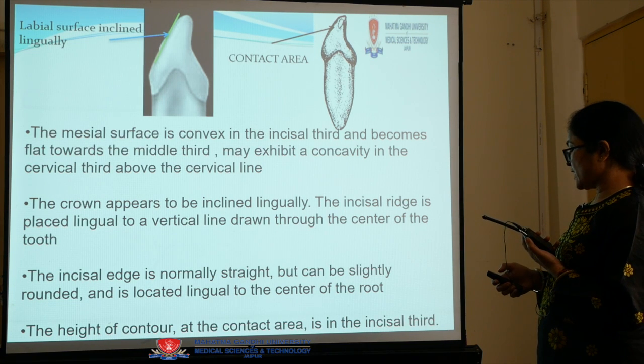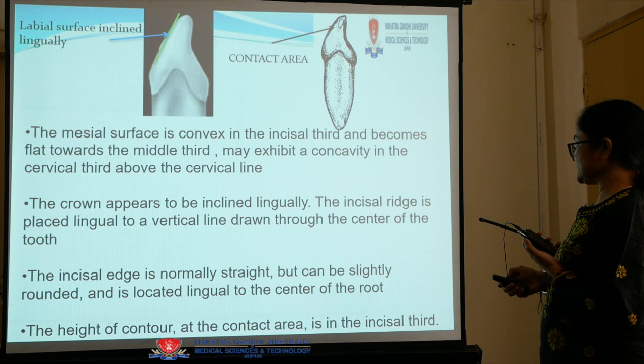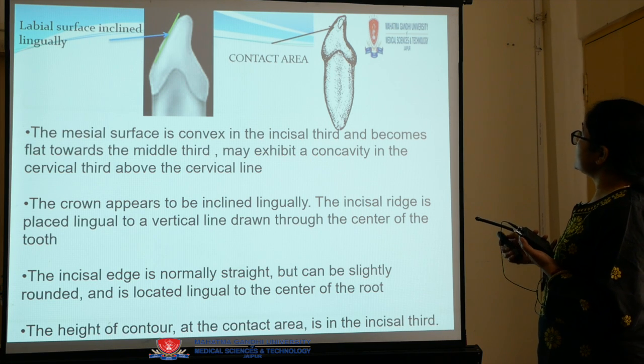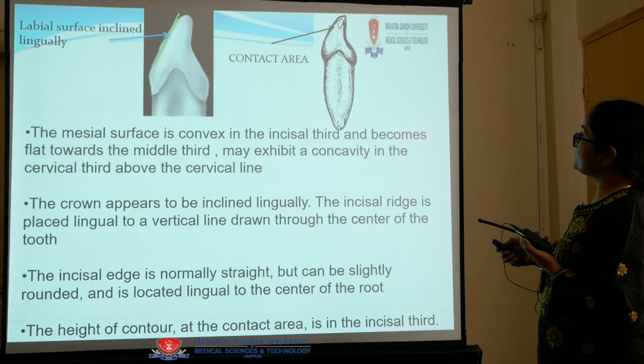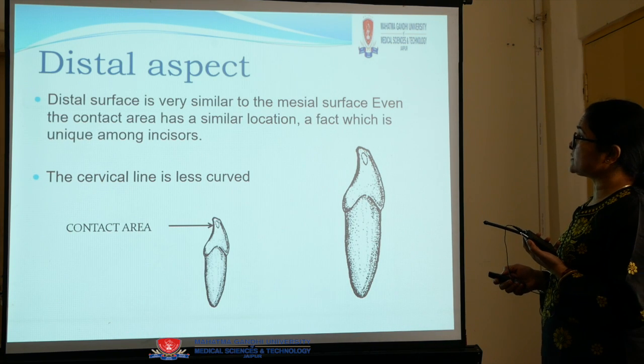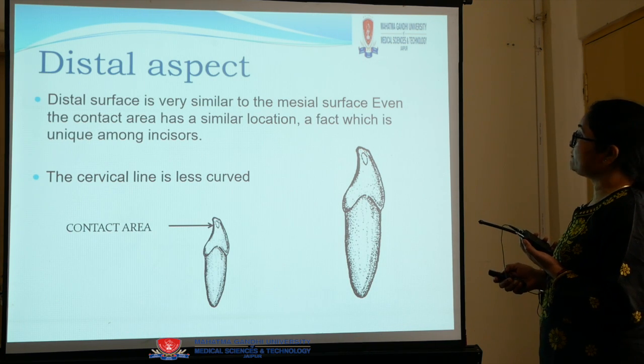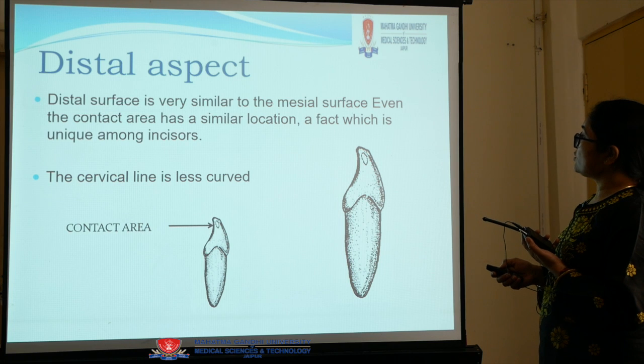The height of contour of the surface is present at the contact area, and this is in the incisal third. This is the contact area. Now the distal aspect: the distal surface is very similar to the mesial one. Even the contact area has a similar location. That means it is also present distally on the incisal third, and this is a unique feature among all the incisors.